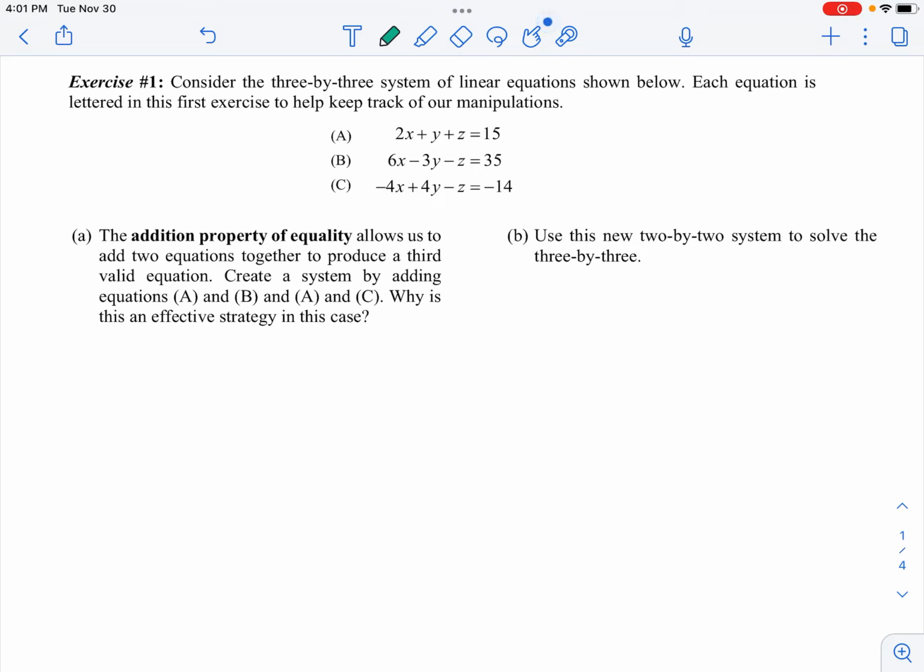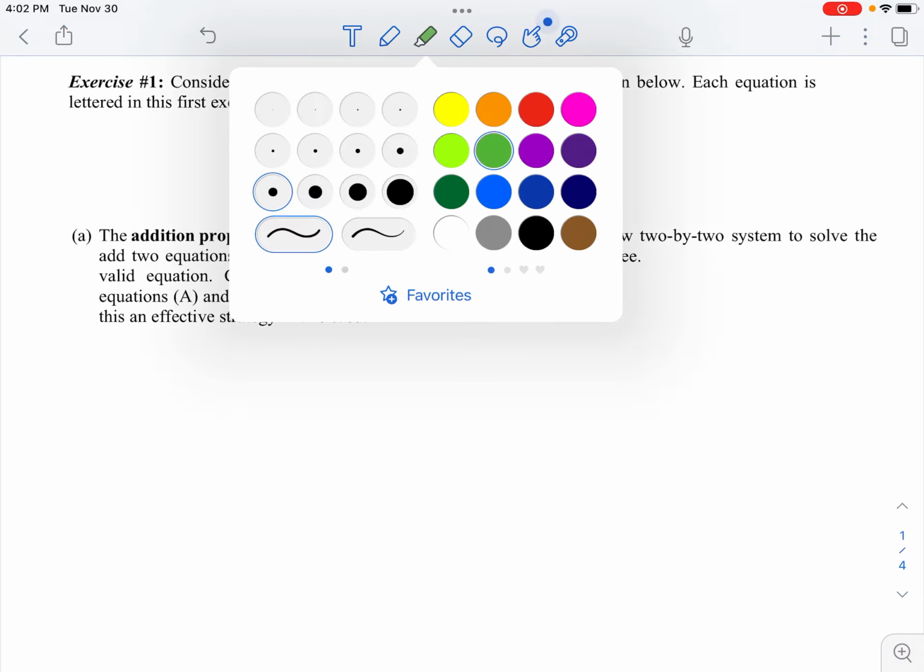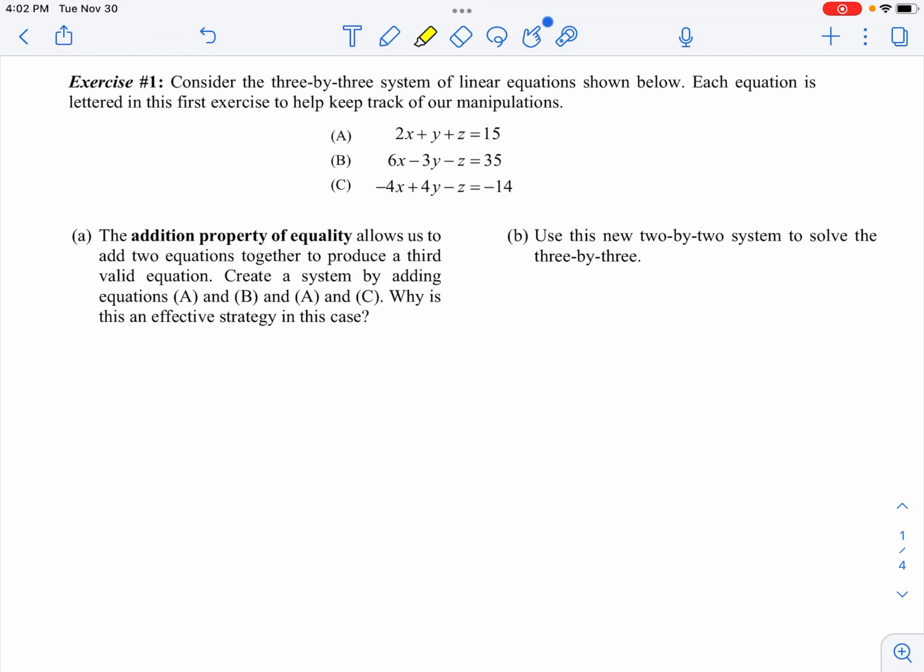So for part A, it tells us that the addition property of equality allows us to add two equations together and produce a third valid equation. So we're going to create a system by adding equations A and B together and then A and C together. So let's start out with the first thing. We're going to add together equations A and B.